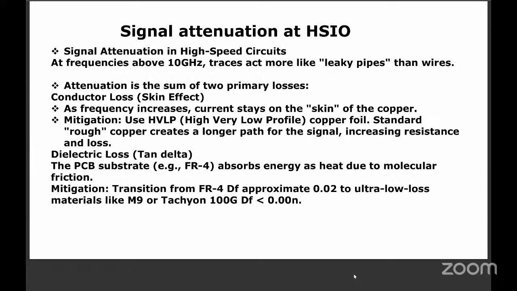Dielectric loss, tan delta. This is very, very important. Dielectric loss is much more important than dielectric properties. The PCB substrate, normal FR4, absorbs energy due to molecular friction, but in a smooth material with less dielectric loss, the molecules will align properly. Mitigation: transition from FR4 with a DF of approximately 0.02 to ultra low loss material like Megtron 9 or Tachyon, two popular brand names. The dielectric loss at 100 G is given to three decimals.